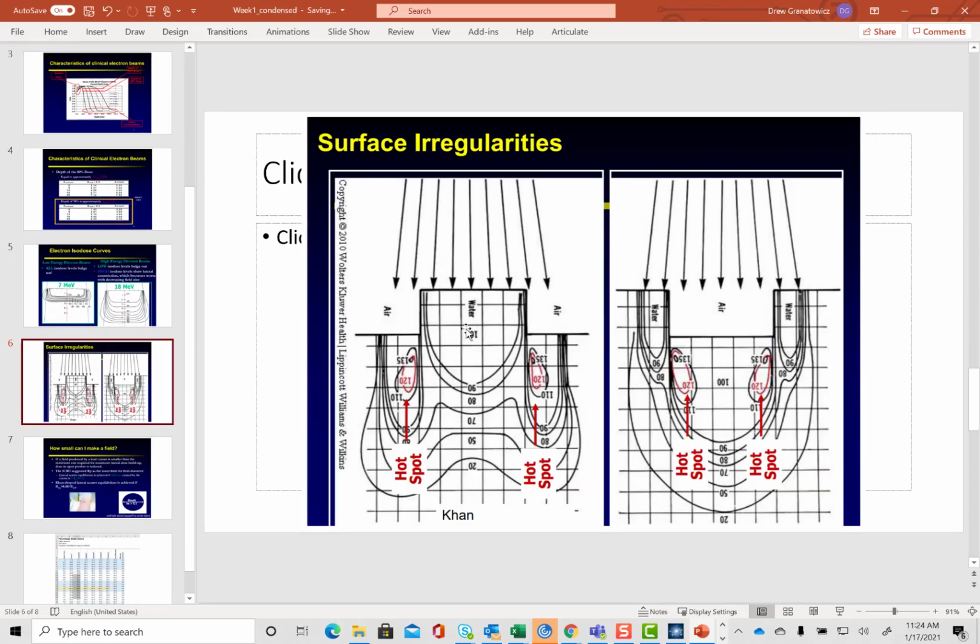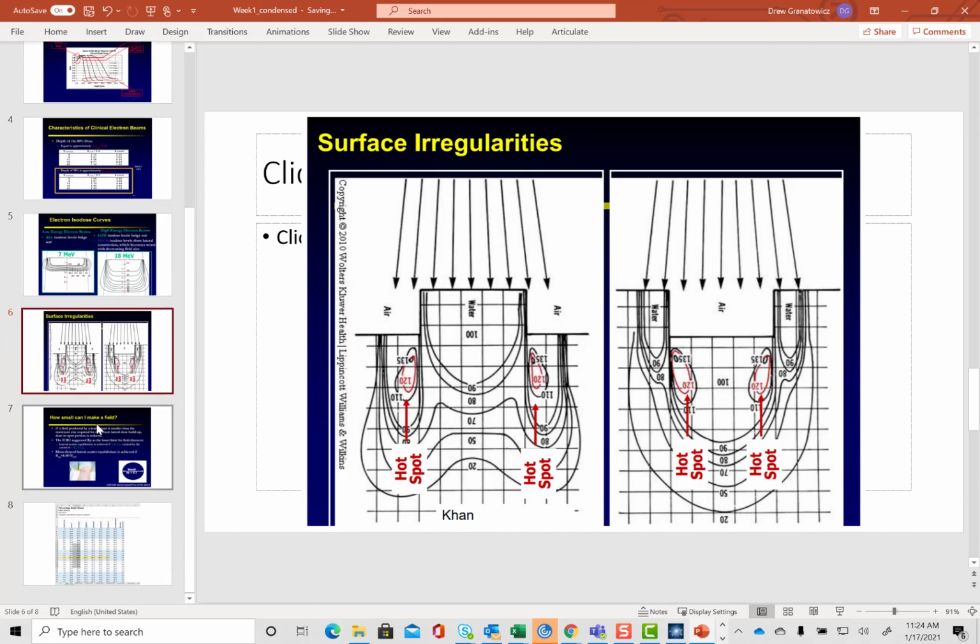If you're treating a large projection on your patient, your hot spots will be outside of that projection. If you're treating a large indentation, your hot spots will be inside. Okay, so again, it's just a general rule of thumb. Usually your patient doesn't look perfectly like this, and usually you have some combination of both a projection and indentation, so it can be hard, but just as a general rule of thumb, this is what happens.